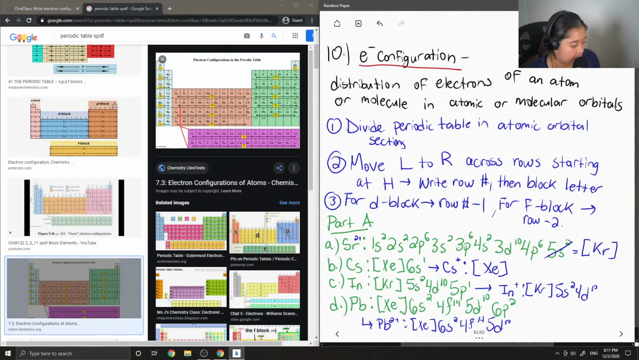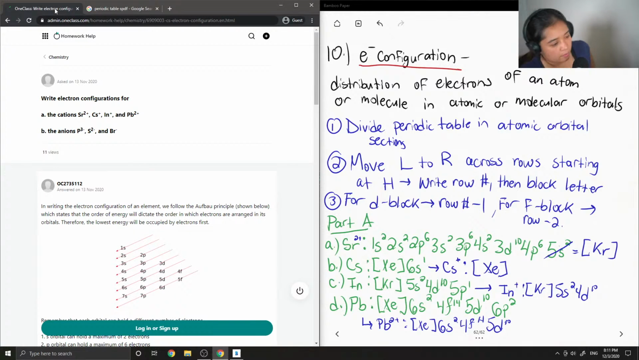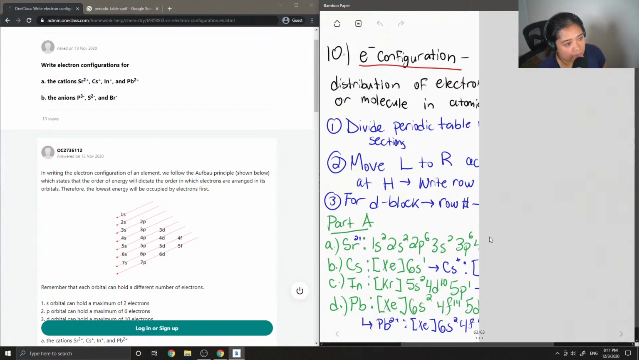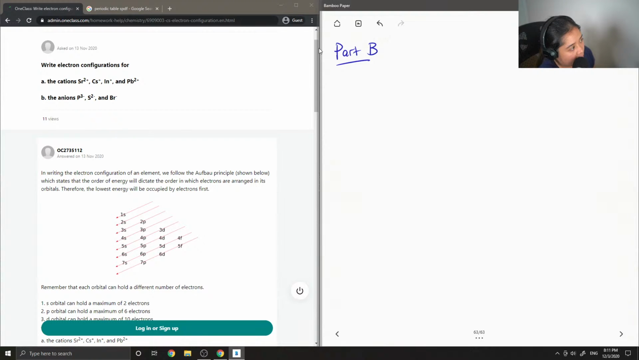And then we get the following. Okay, so for part B, it's pretty much the same thing, except now we have anions. So this time, electrons are added. So instead of removing them, we add either 3 minus, 2 minus, or Br minus.